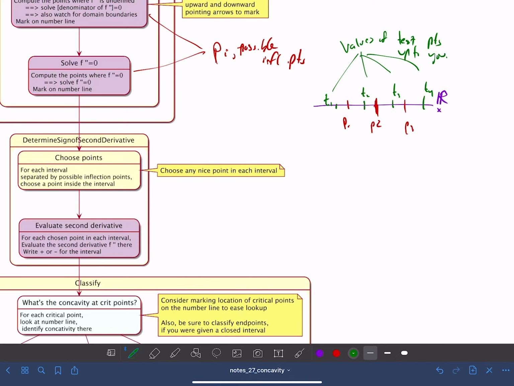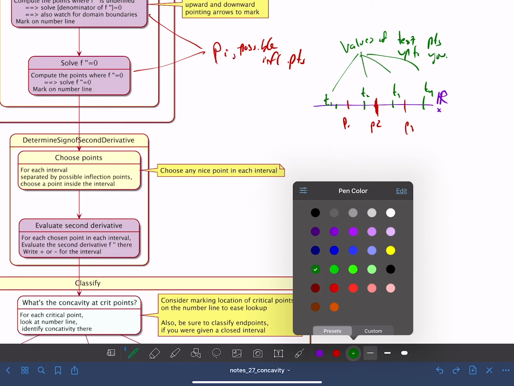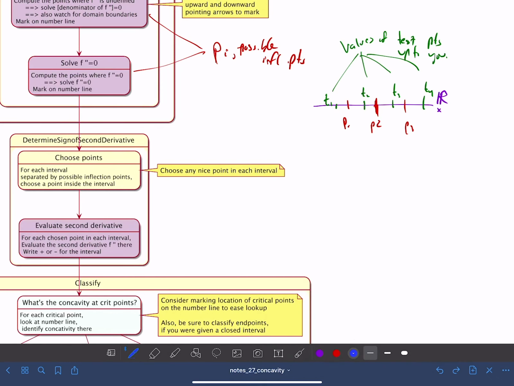And then we're going to evaluate the second derivative, and we're going to write the plus or the minus, or I like to use arrows to indicate the concavity. So I'm going to be like, okay, it was concave up. Okay, cool. In this interval, it was concave down. Highlighter is not useful in this context, but I do like bright blue. So we'll label with concave down, concave up, concave up, concave down. Say that's the signature we get. Cool.